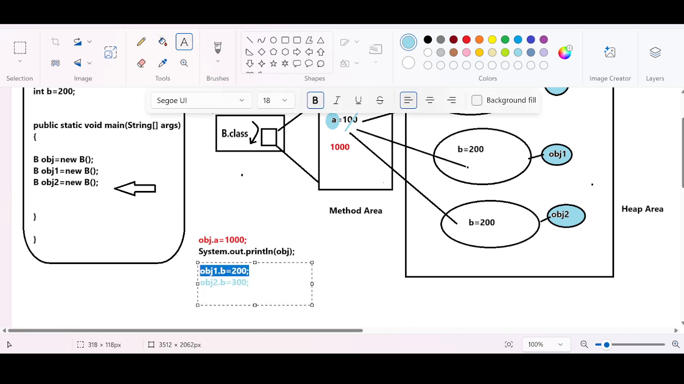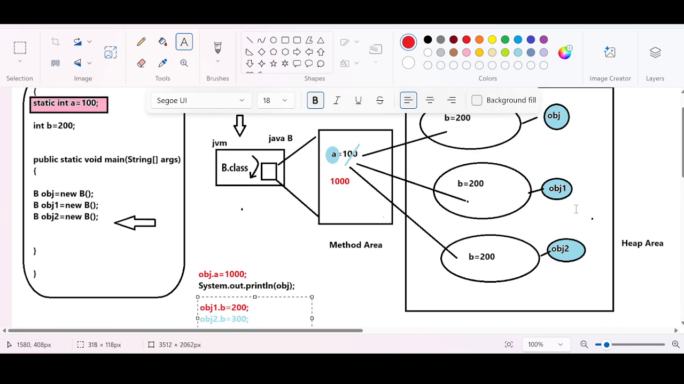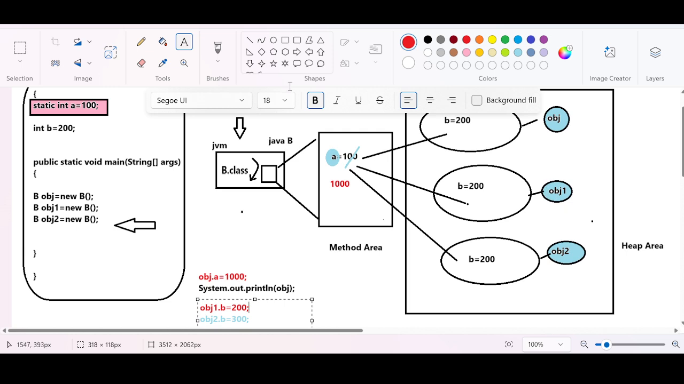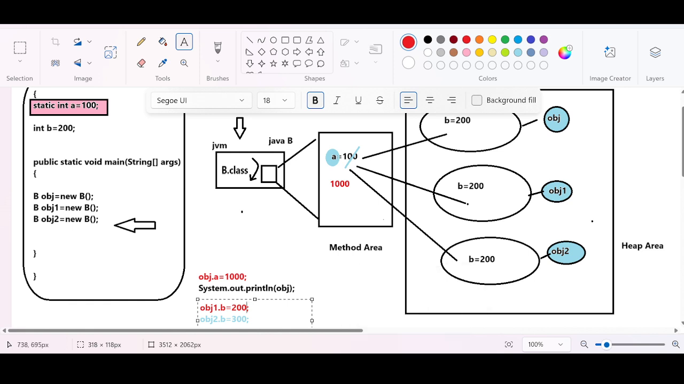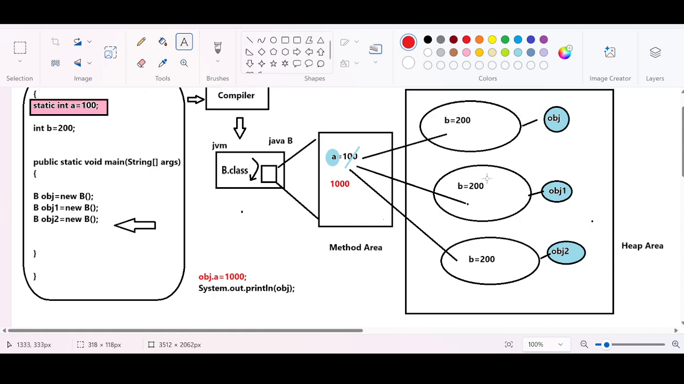What is the first line? The first line says, try to modify the value of b that is available in obj1. Where is obj1? This is obj1. By using this obj1, I just want to modify the value b, which is already 200. Let me take it as 2000. I want to change it to 2000. The value b needs to be changed from 200 to 2000.